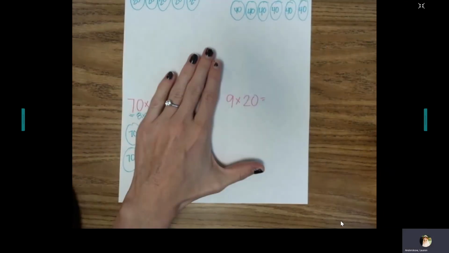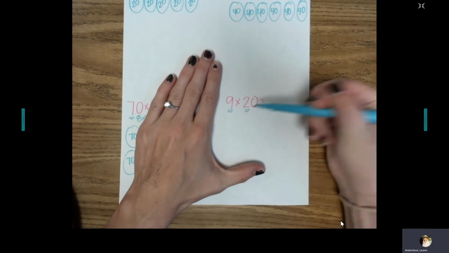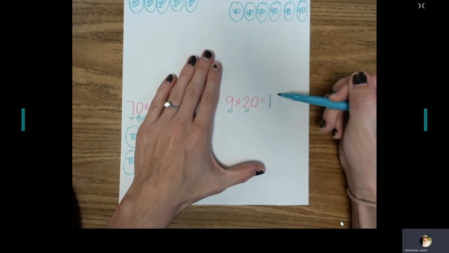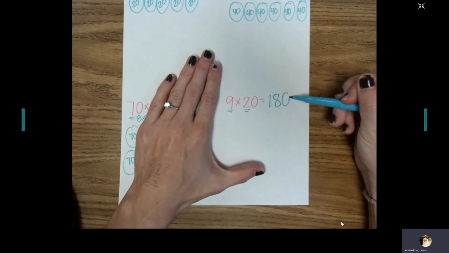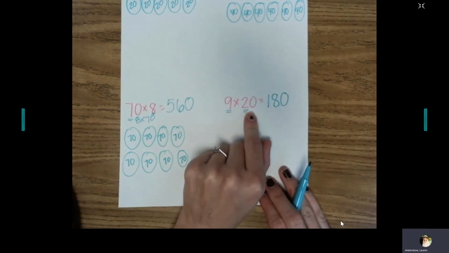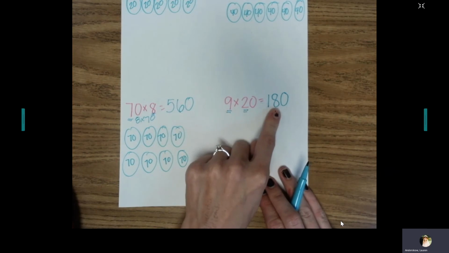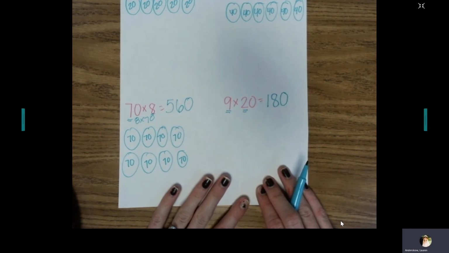Okay, So 9 groups of 20. I'm going to show you the strategy. I'm going to do 9 times 2, which is 18. And I've got 1 0 here, so I can add that 1 0 on the end. So this is 9 times 2 is 18, but because this is not really a 2, this is 20. So we're in the tens. This means I have 18 tens, which is the same thing as 180.